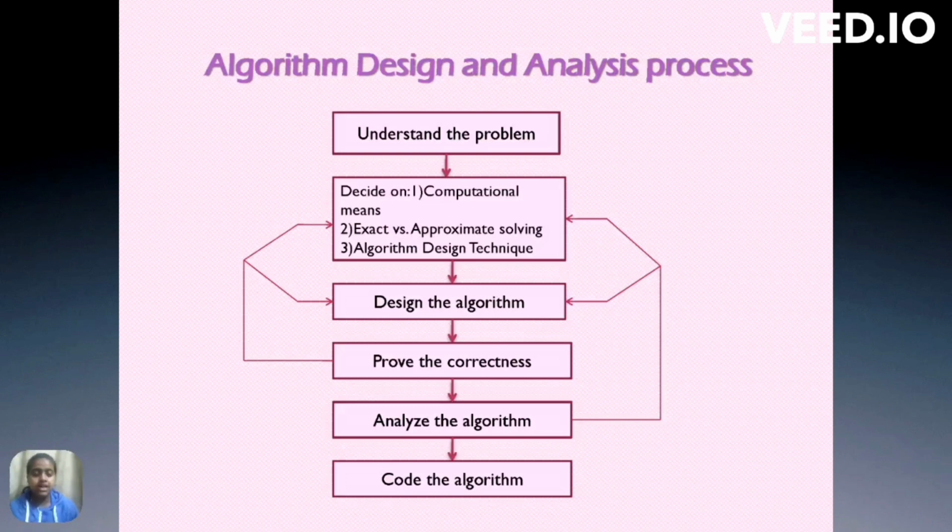Algorithm design and analysis process. First, we need to understand the problem. Then, we need to decide on the computational means, exact versus approximate solving, and algorithm design technique. Then, we need to design the algorithm and then prove the correctness of the algorithm designed, analyze the algorithm, and then at last code the algorithm.